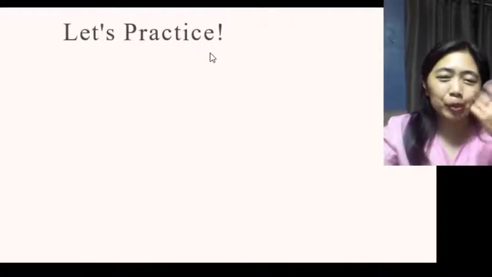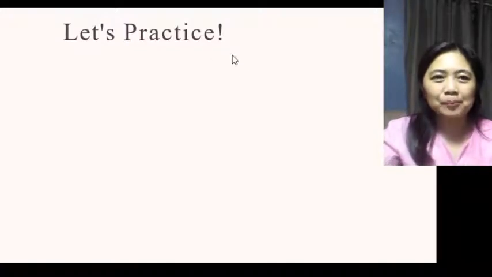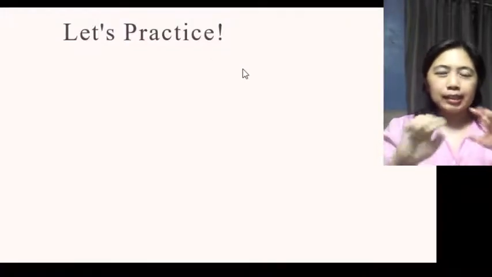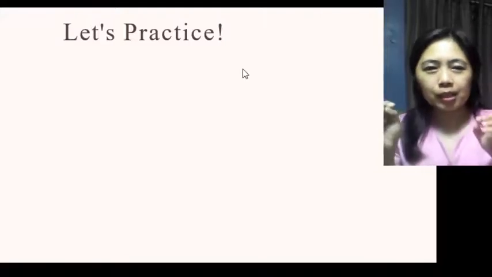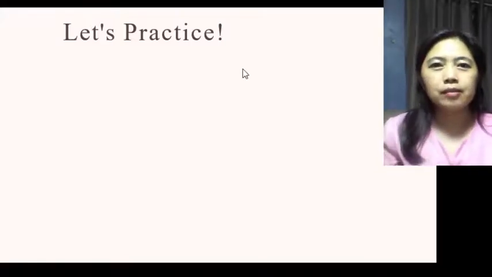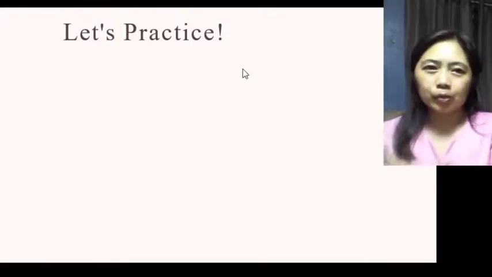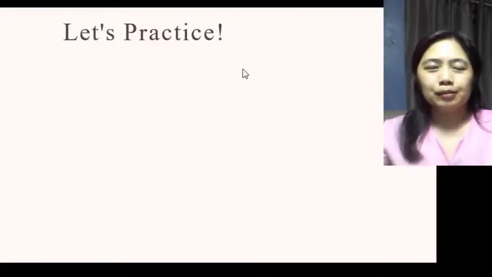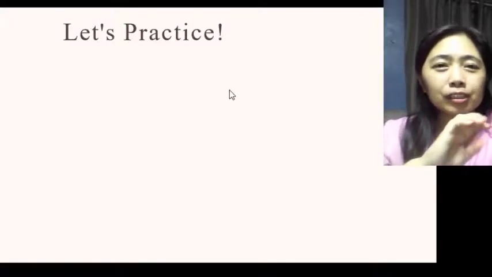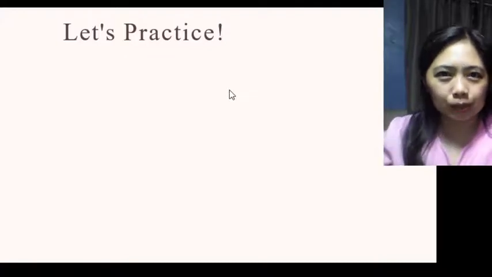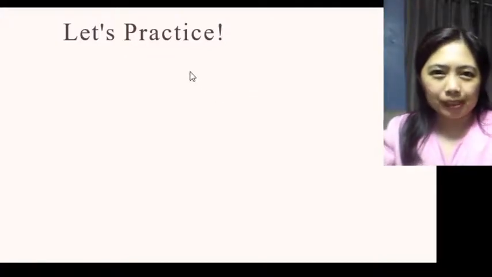Okay, let's try to practice and apply what we have learned. I hope that was clear. Again, for positive statements, our tag questions will be negative. For negative statements, our tag questions will be positive. And we also have to consider the auxiliary verbs being used. We just have to copy paste them.